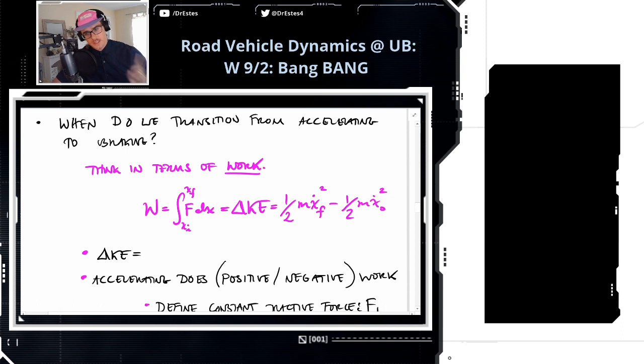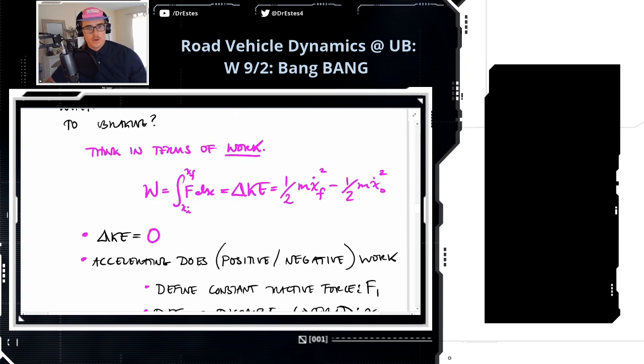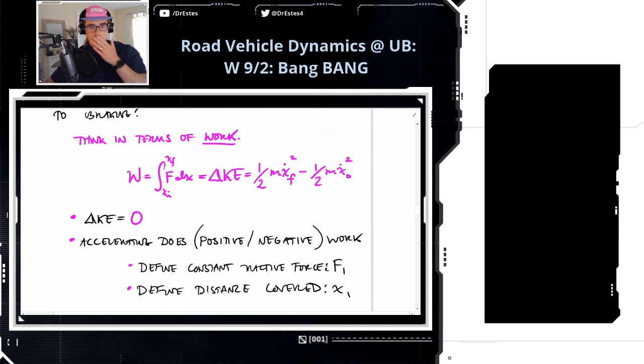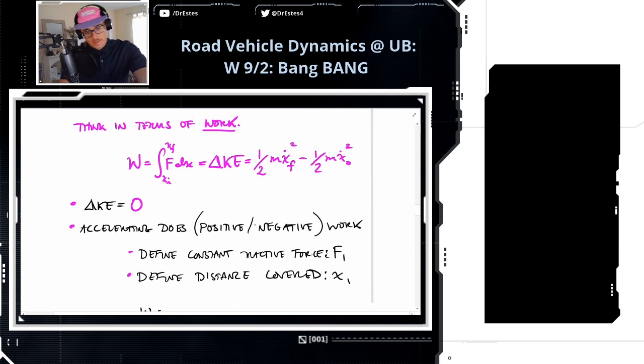Now, for this problem, we started at rest, we finished at rest. So what is the change in kinetic energy? You go from zero velocity to zero velocity. It's zero. So we know the change in kinetic energy is zero by the end of the race. And we know that accelerating, you have an option here, positive or negative work. If we consider our positive coordinate to just be going down the length of the straight, well, we know accelerating does positive work in this case.